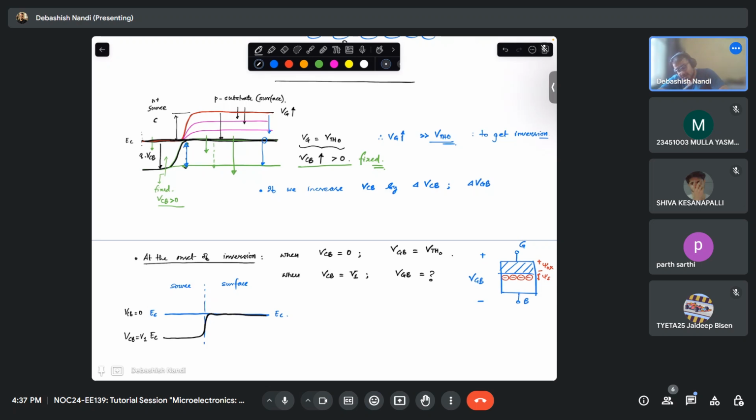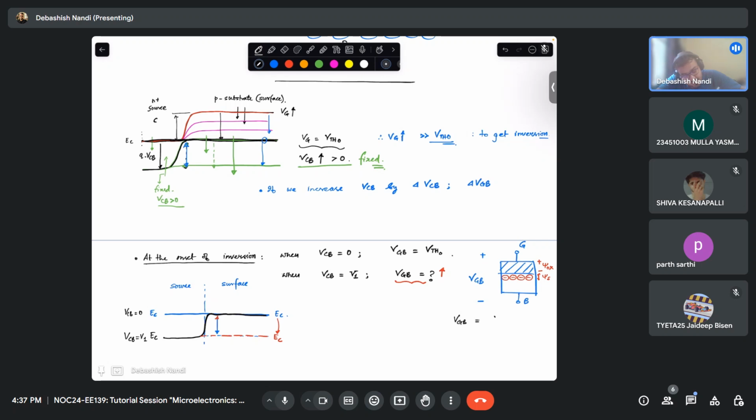My question is, how much gate voltage do I need to apply to bring down this EC to this point? How much VGB do I need to increase? What is the value? So same value as VCB. Are you sure? Sir, it looks like that basically. Because when you increase, what is your VGB?